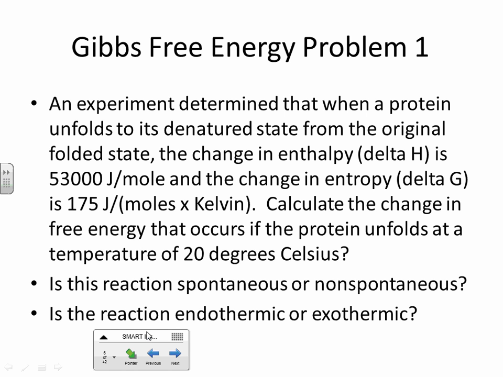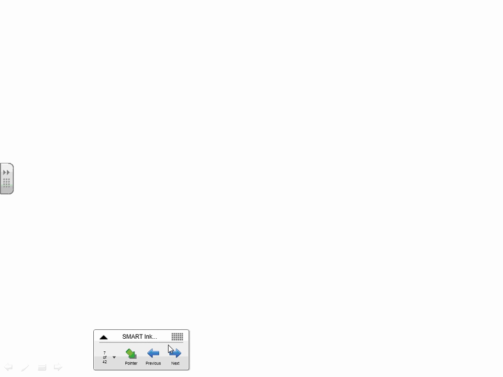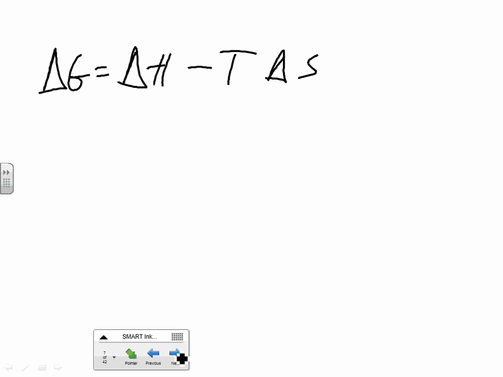So we want to calculate the change in free energy that occurs if the protein unfolds at a temperature of 20 degrees Celsius. And then we got some questions to answer about. So let's go to a blank slide here. On your formula sheet, there is a section about Gibbs free energy. And it gives you this formula. Delta G equals delta H minus T times delta S. And remember that delta G is free energy. Delta H is what? Change in enthalpy. Minus T. What kind of T does that have to be? Kelvin. And then the change in entropy.